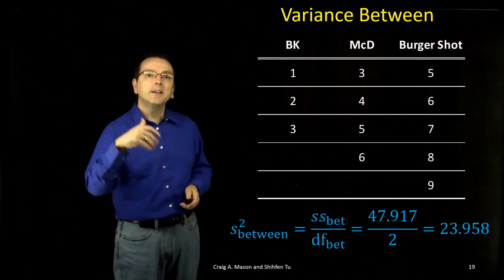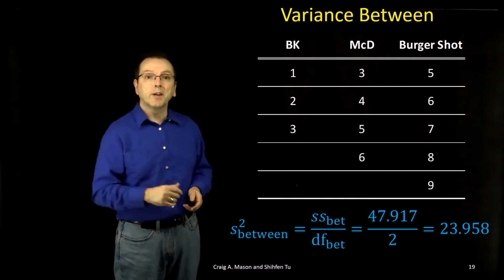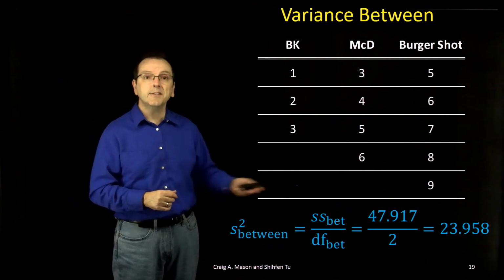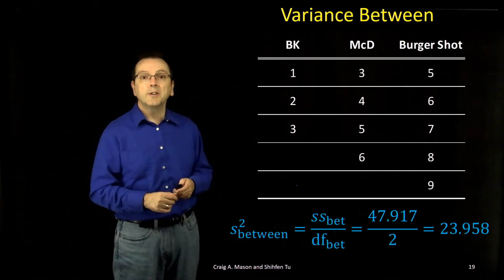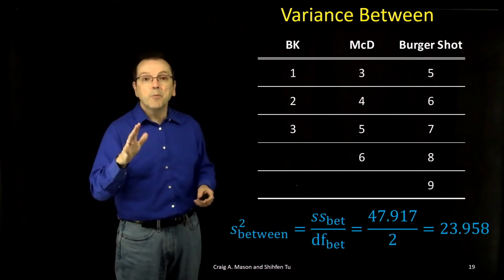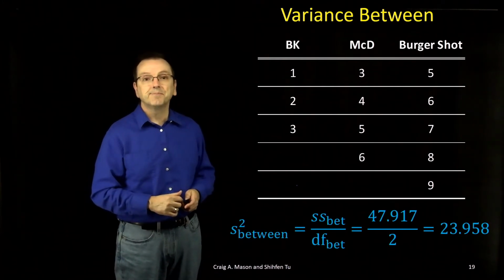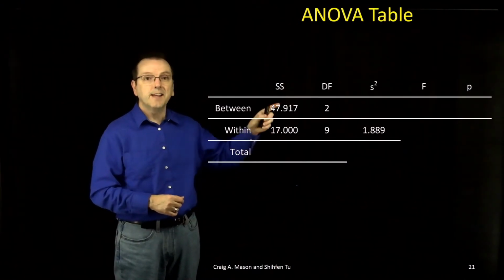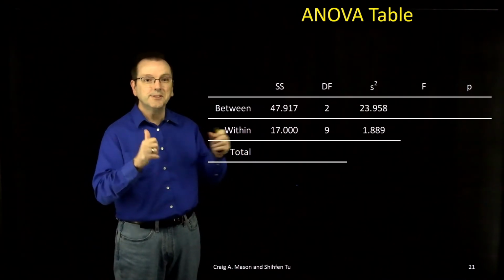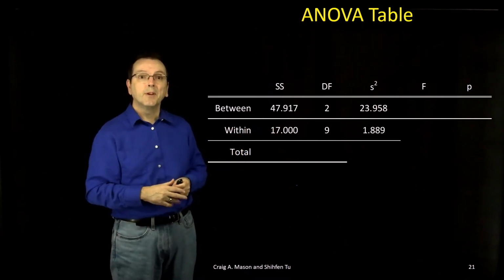We get it by dividing the sum of squares between by the degrees of freedom between, or 47.917 divided by 2, which gives us 23.958. Again, with rounding, I'm using non-rounded values here in my calculations. Let's add that into our ANOVA table. All right. And notice we're steadily deriving all of the information in the ANOVA table.